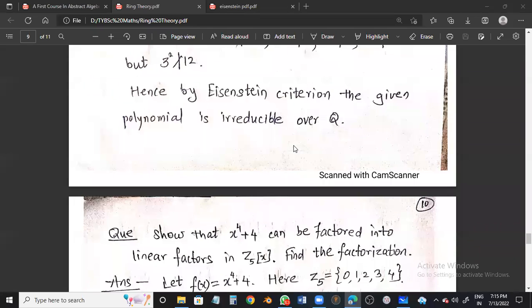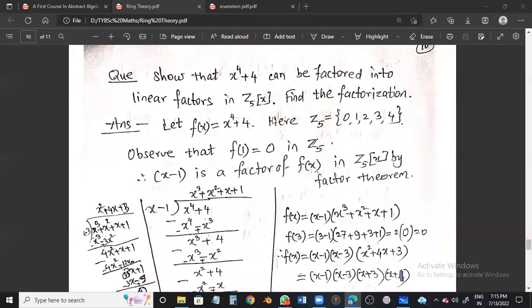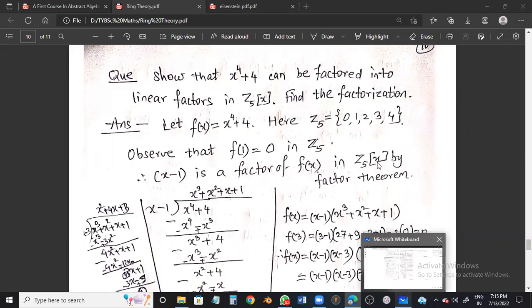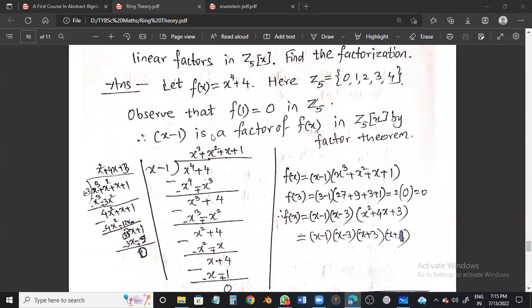I would like to go with the next example. Show that x^4 + 4 can be factored into linear factors in Z5[x]. So some part I have solved over here. So let us discuss. You know better that Z5 has these 5 elements 0, 1, 2, 3, and 4.